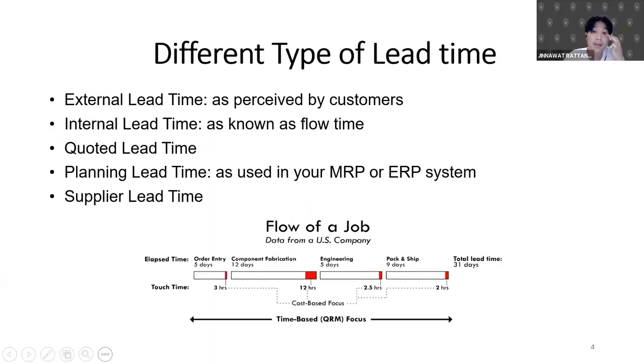Next are the different types of lead time. The first is the external lead time, which is as perceived by the customer. Second is the internal lead time, the flow time, which is the process time in which we make our product. Next is the quality lead time, the time in which you design the new product for the customer and present it to them. Next is the planning lead time, which includes the time you plan for the MRP and ERP system.